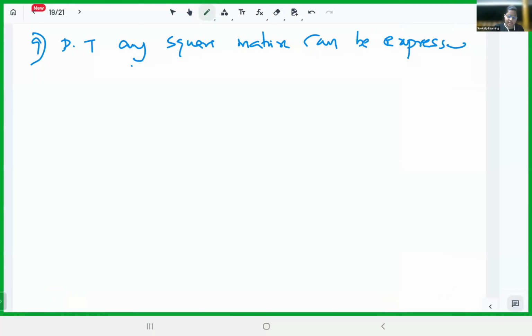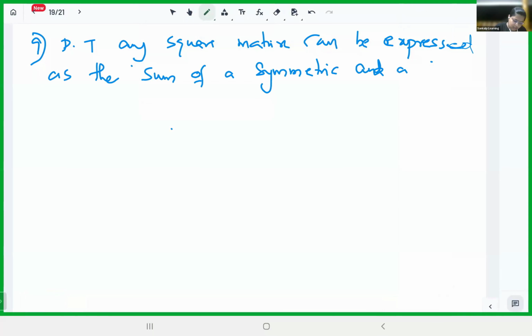Prove that any square matrix can be expressed as the sum of a symmetric and a skew symmetric matrix. Okay, so any square matrix can be expressed as a sum of a symmetric and a skew symmetric matrix. Okay, so here we are proving it as a general case.